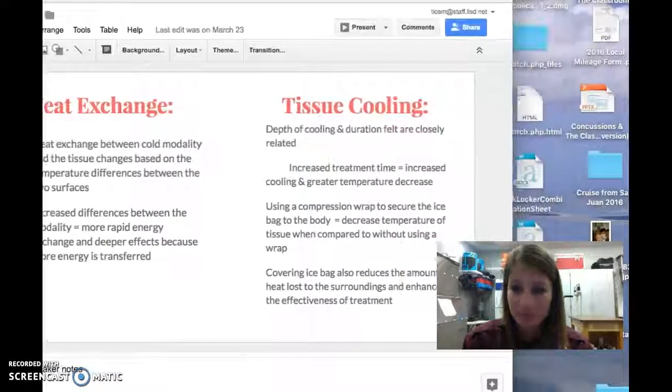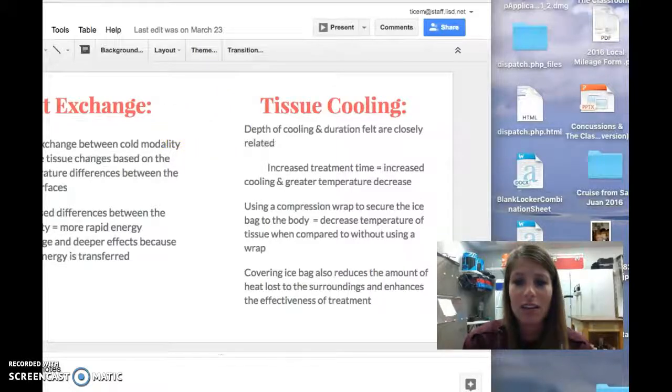Tissue cooling, the depth and the duration that you want the cold treatment to be felt is going to play a role in what modality you choose. The longer that you have the cold modality on, in theory, there's an increase in the cooling effects, and your temperature is going to get a little bit lower. Now, this is better seen in a whirlpool because your body is going to continue to melt the ice bag or melt the ice cup, and as it continues to warm, in theory, it's continuing to lose temperature.